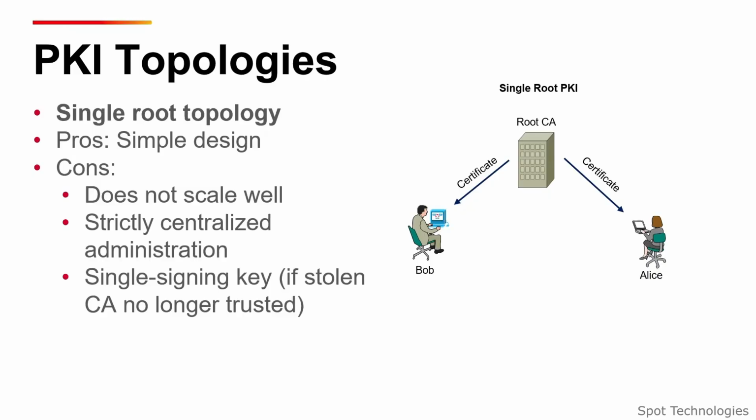Now, as far as public key infrastructure, it can be deployed in several different topologies, and we'll walk through these very briefly. The simplest topology for a PKI infrastructure is something called single root topology. Now, it's got its pros and cons. It's a simple design, but it doesn't scale well. And in this particular topology, there's a single root certificate authority that's passing out all of the certificates to the users. And that's also a single point of failure.